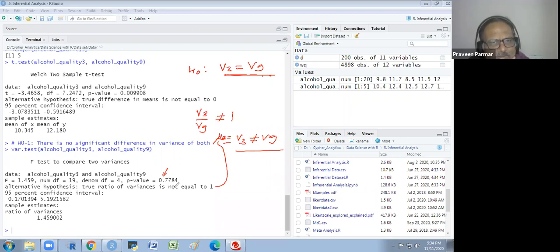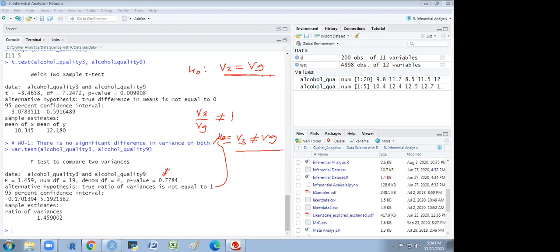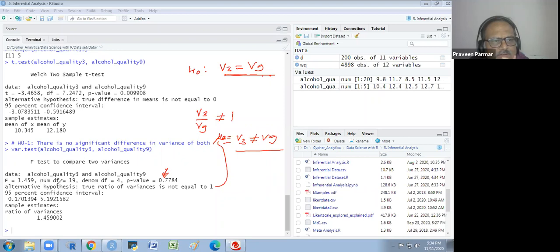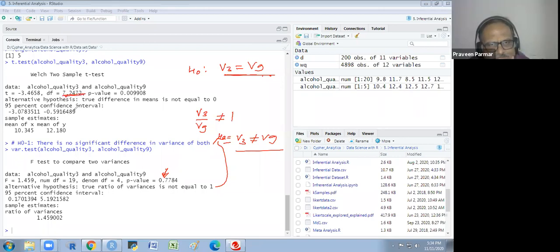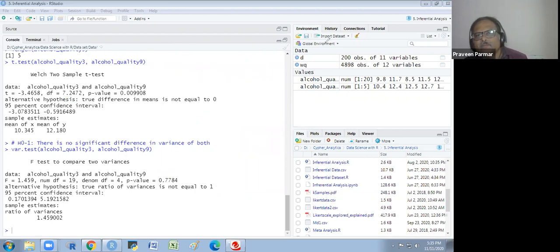P value is greater than 0.05. So the variance is equal. So we are getting this degree of freedom because the variance is equal. So what we do, we have to add one more attribute, variance dot equal to true. I just explain that. First we have to perform the variance test, which is the F test.